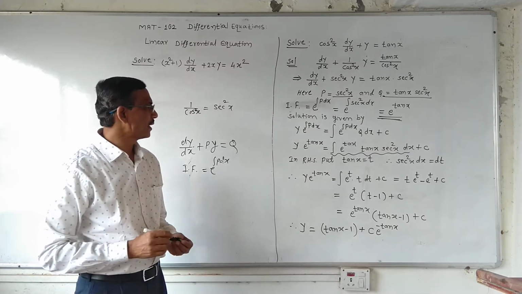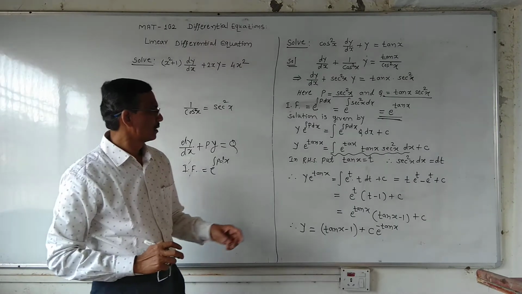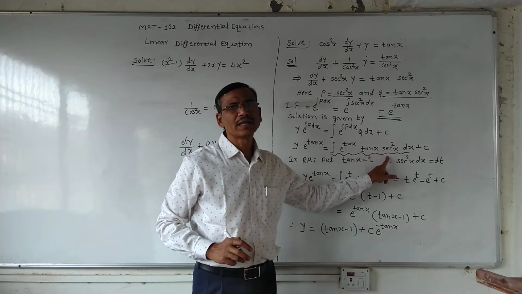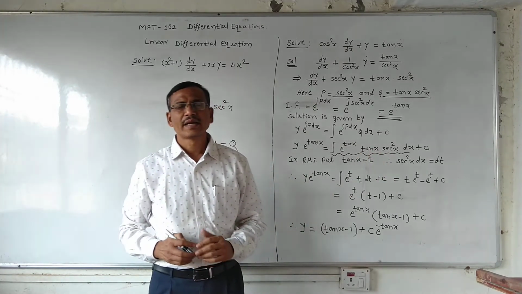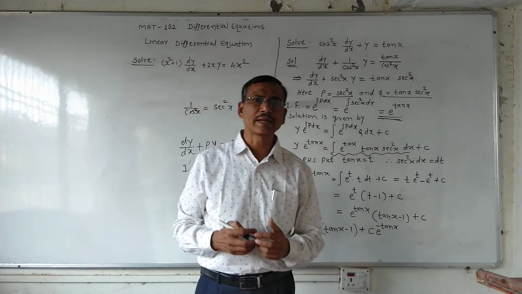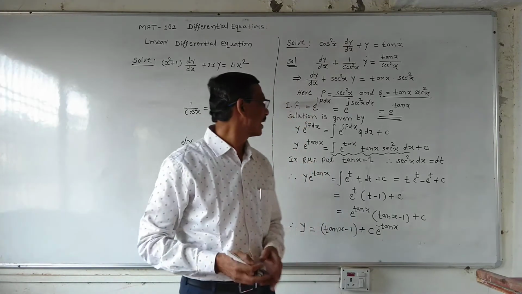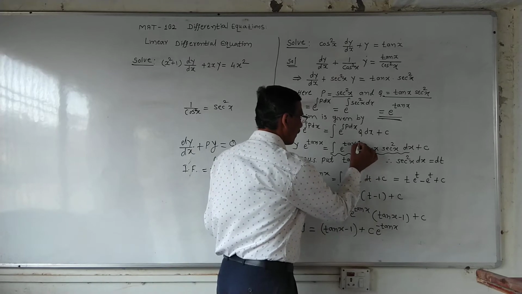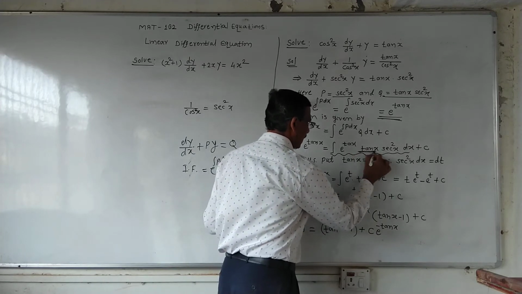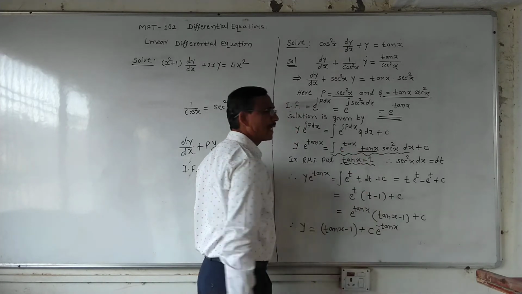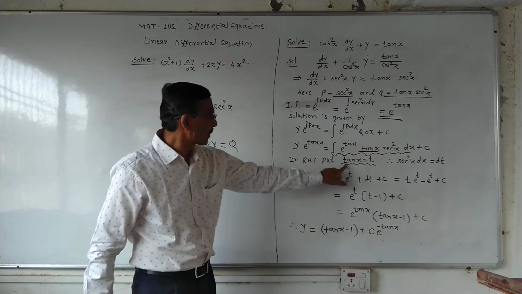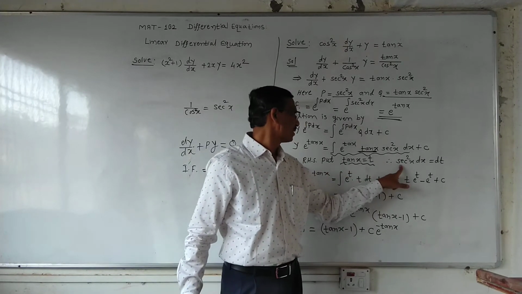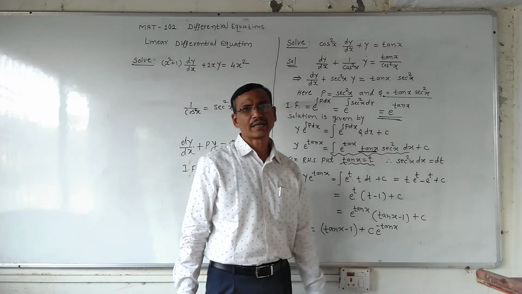How can it be evaluated? There are three terms: e raised to tan x, tan x, and sec square x. The value of this integral can be obtained by substitution. Here we shall put tan x as t. Tan x is equal to t. Differentiating both sides, the derivative of tan x is sec square x, so sec square x dx is equal to dt.